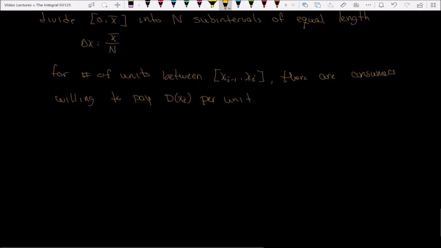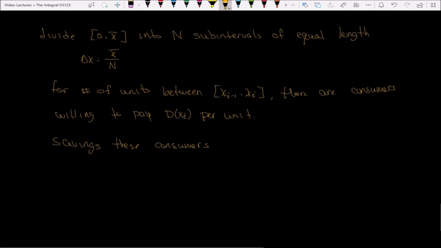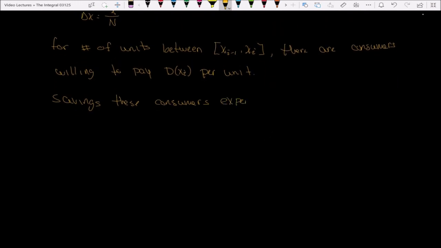So the savings these consumers experience can be approximated by D of X sub I delta X minus P bar times delta X, right? The amount that they would have been willing to pay minus the amount that they actually paid. This would be D of X sub I minus P bar delta X.